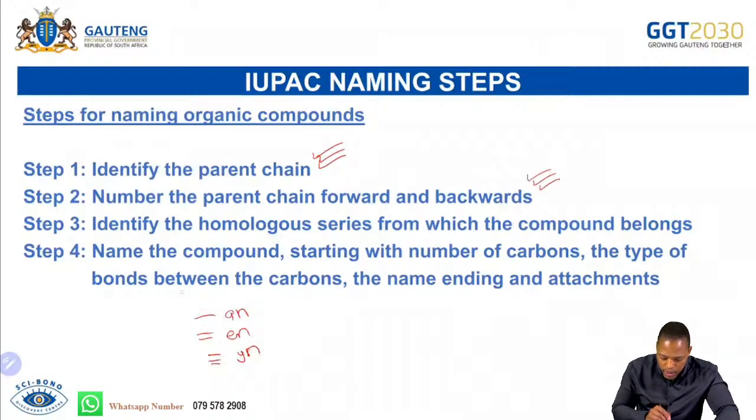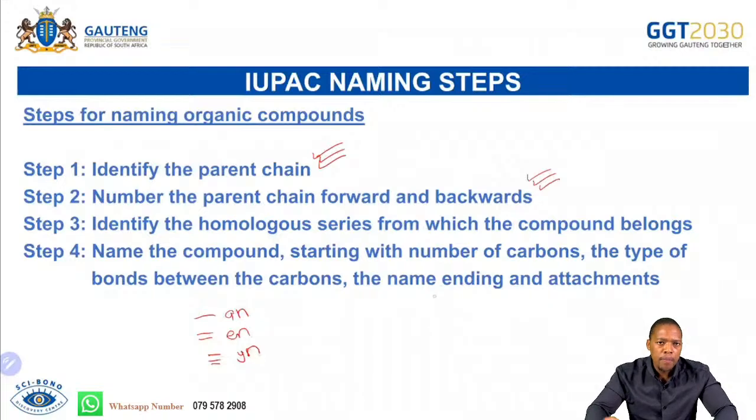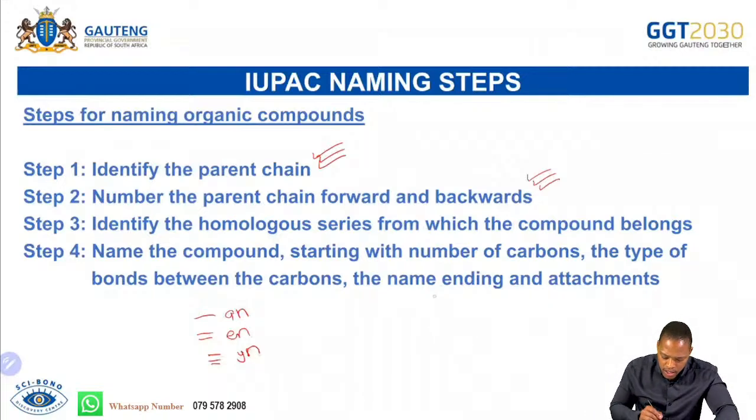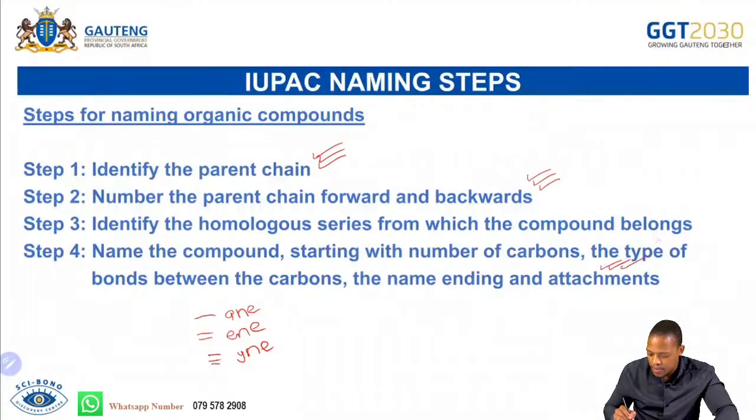Okay, now I'm doing the type of bond when naming. And then the last part, you are now going to look at what? The name ending. If they belong to alkanes, then the name ending should be ane. If they belong to alkenes, then the name ending should be ene. And if they belong to alkynes, then the name ending should be yne, like that. Then from there, you ask yourself a question: do I have attachments? And if you do have attachments, then you will put them there.